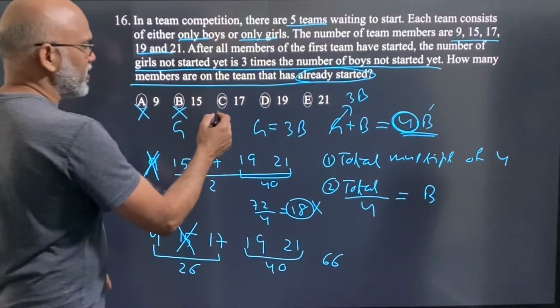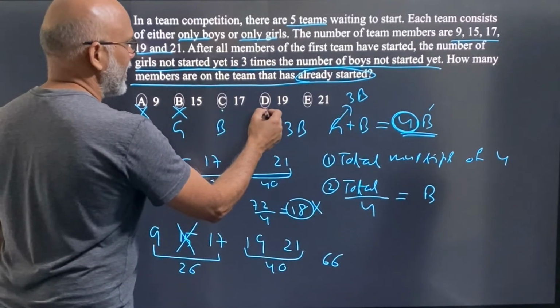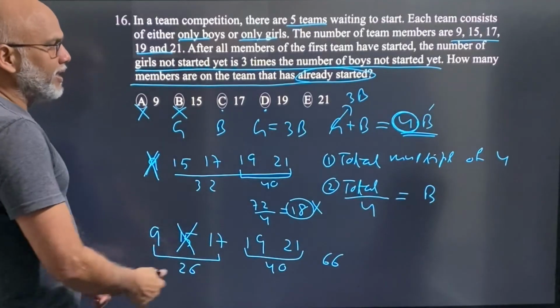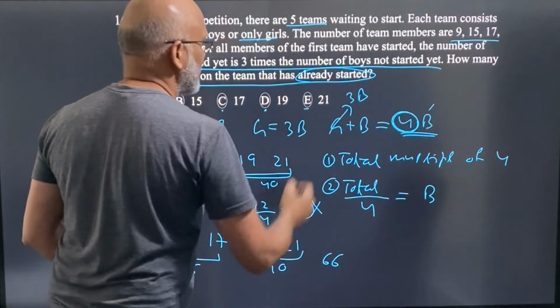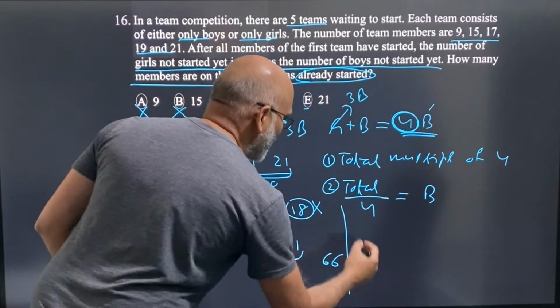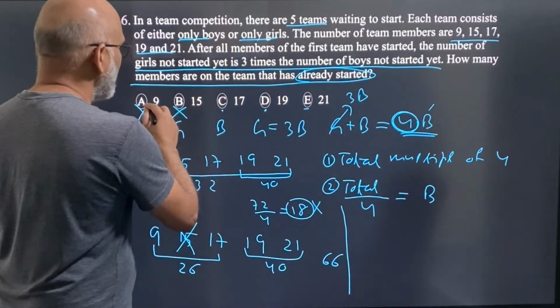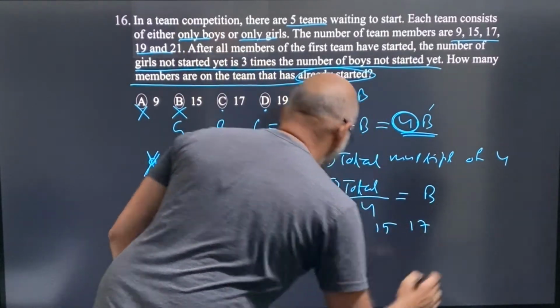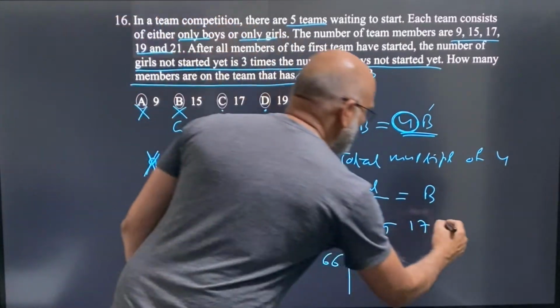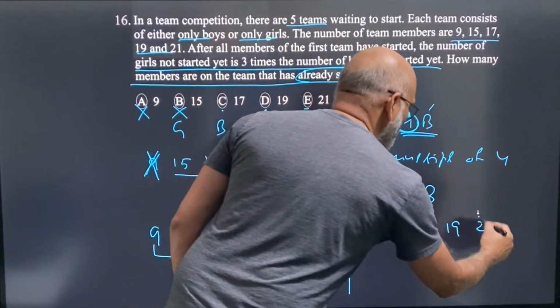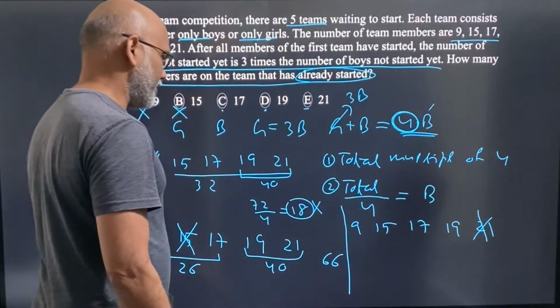Similarly, actually, you can check C and D. I have already done that. I'll spare you some calculations here. We'll go straight to E. Okay, let's check E. Let me write down the numbers one more time here. 9, 15, 17, 19 and 21. And this time, I'm assuming that this group has already started.